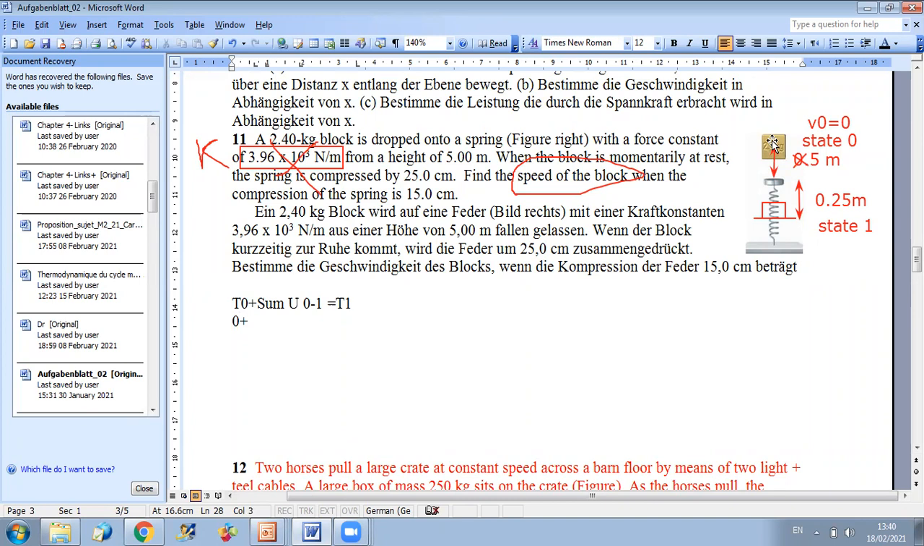Now, when the box goes from state 0 to state 1, what are the forces that are doing work? We have the force of the spring and what? And we have the weight. Very good, the weight. So let us write the work of the weight, Uw, plus the work of the spring, U of the spring, equals what is T1? What is the kinetic energy at state 1?